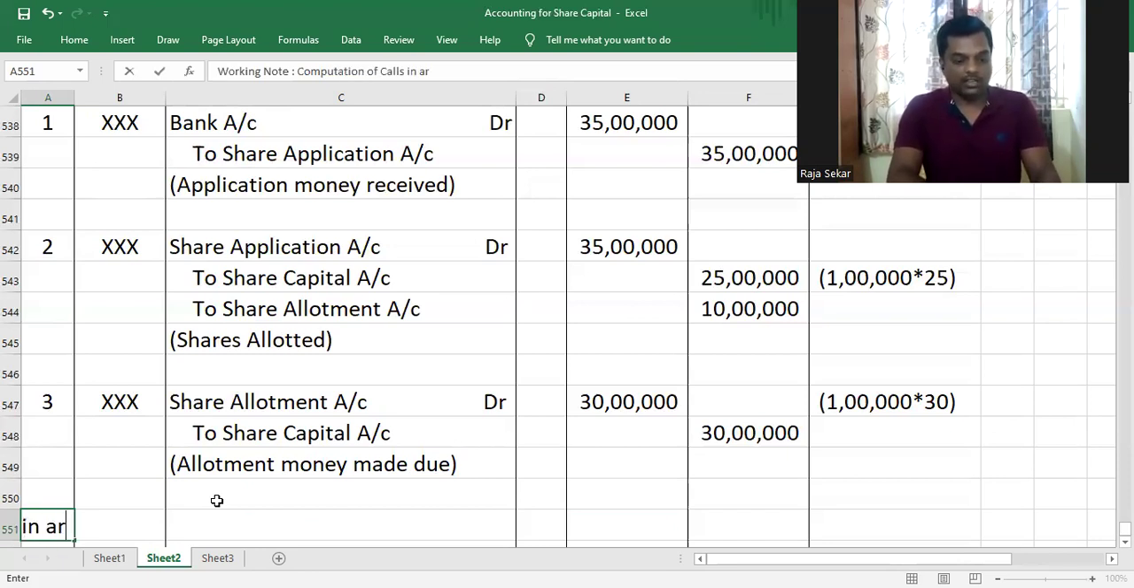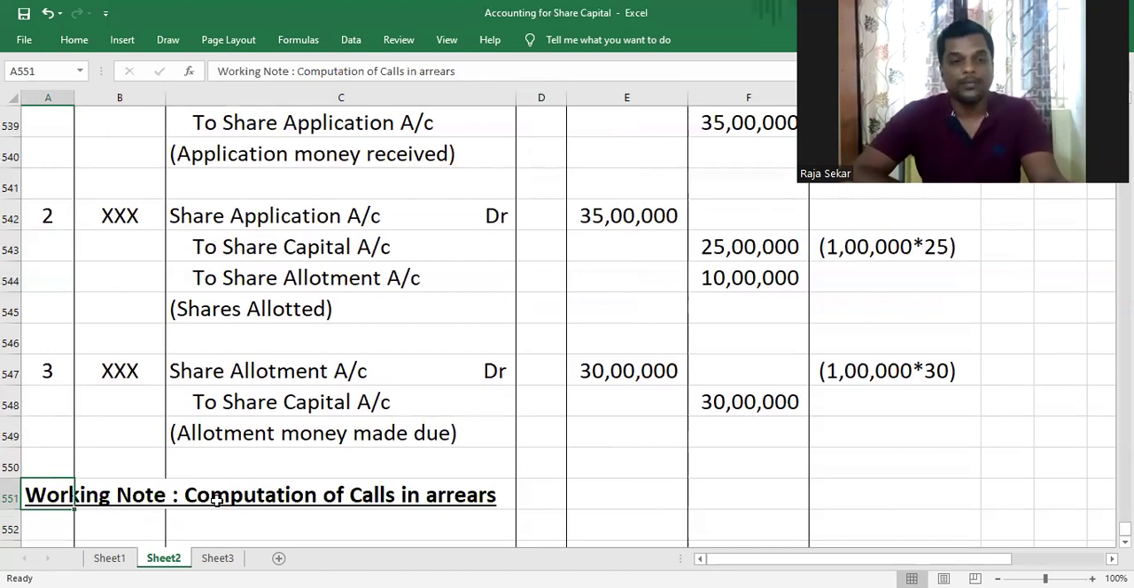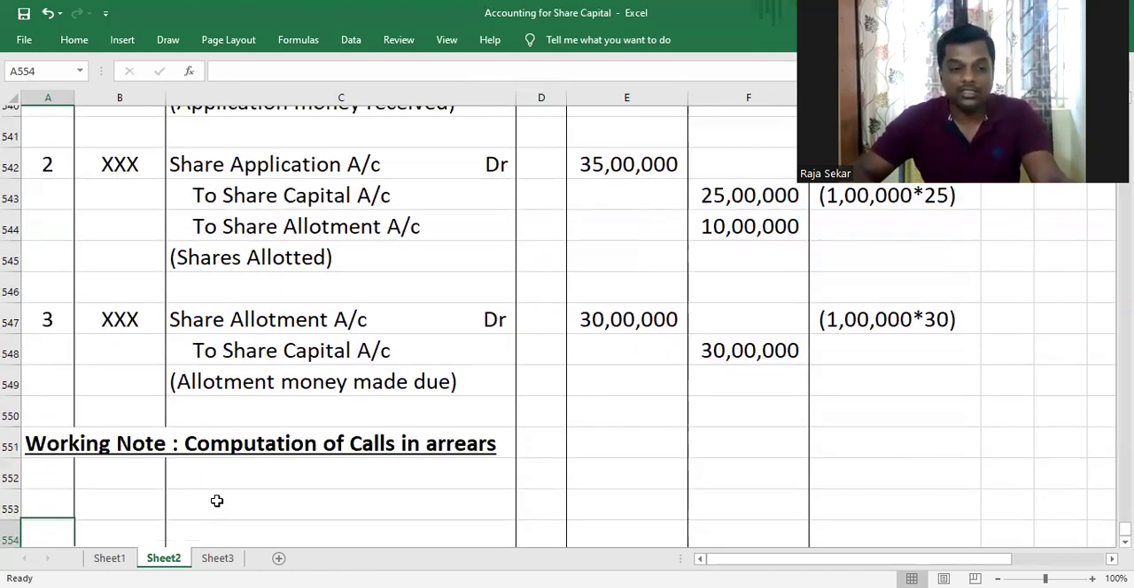Computation of calls and arrears. Now, when do we have to do this working note? We'll have to do this working note only when there is pro rata allotment and there is excess application money on a particular call and some shareholders defaulted payment of that particular call. So all the three conditions have to be satisfied.